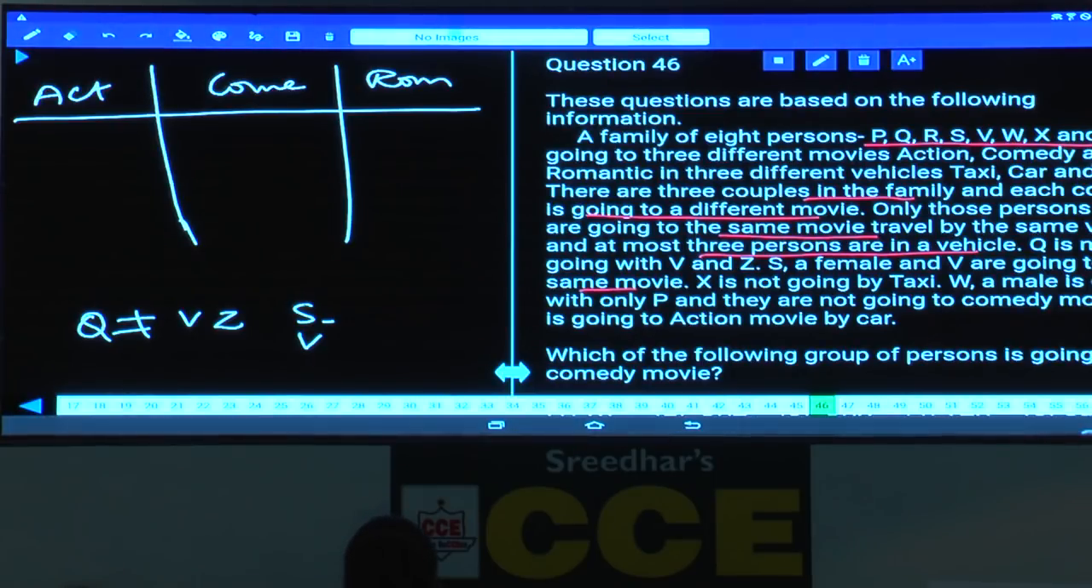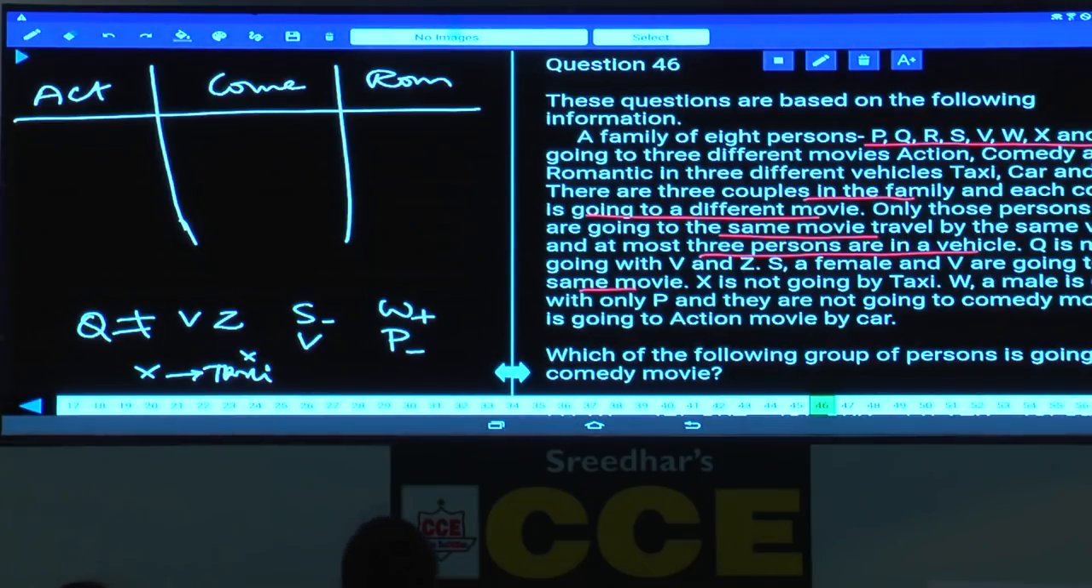X is not going by taxi. As X is not going by taxi, X taxi is ruled out. W, a male, is going with only P. Now this W must go with only P. Here 3 couples are there, and these 3 couples are going to 3 different movies. As W is a male, W and P are the only 2 persons who went to that movie, isn't it? Hence W is a male, P must be a female, because they belong to a couple.